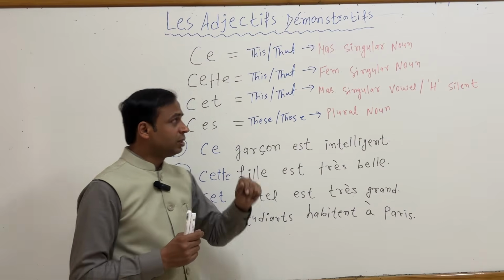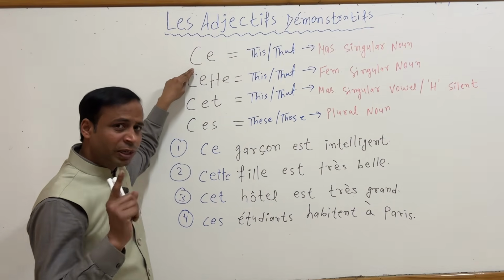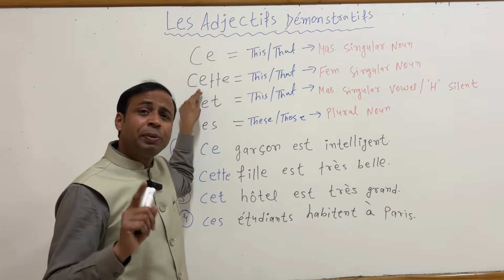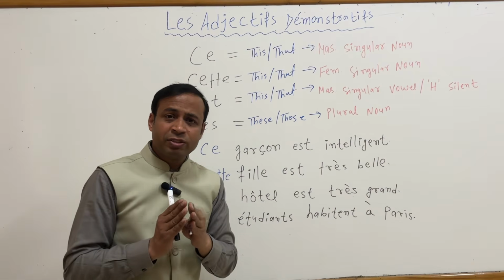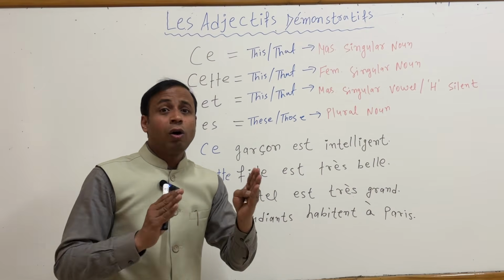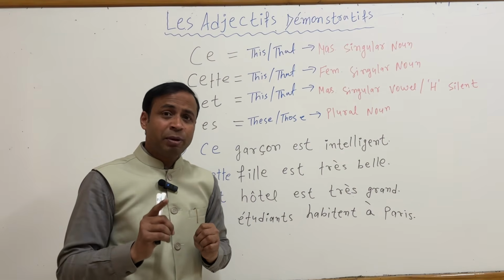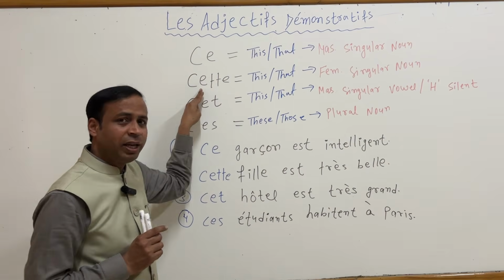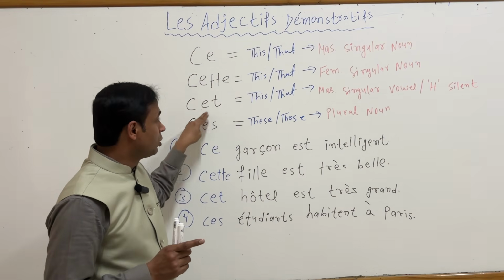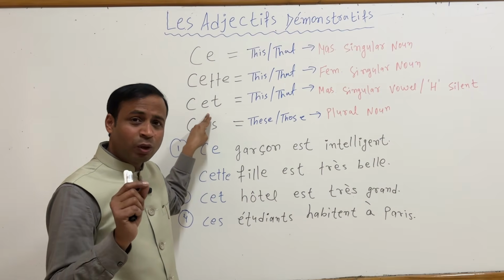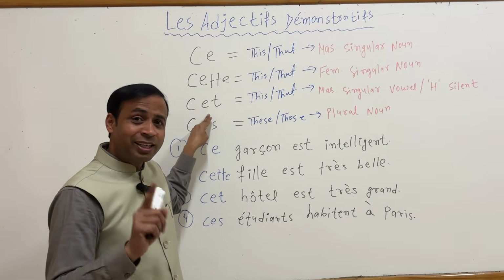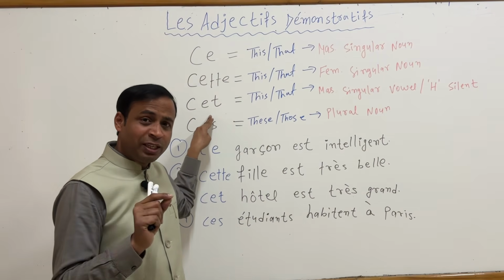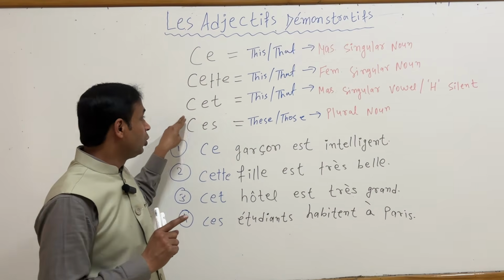Again I am going to revise. Ce will be used before a masculine singular noun. Cette is used before a feminine singular noun. If a noun is feminine, whether it is vowel starting or not, 110% you have to use cette. But cet is used before a noun that is masculine, plus that noun should be vowel starting. There you have to use cet.